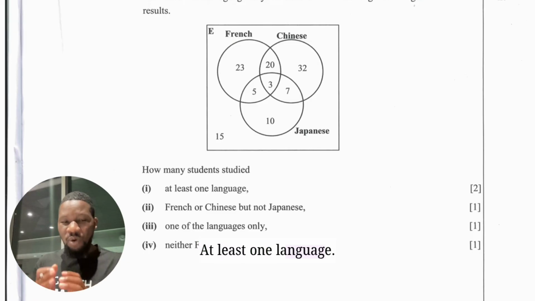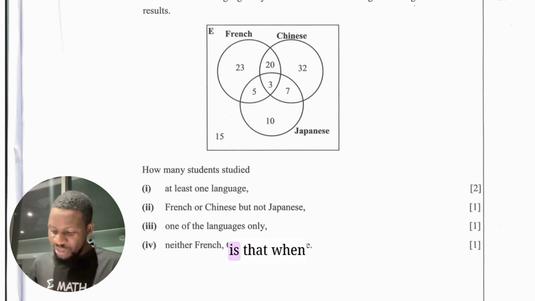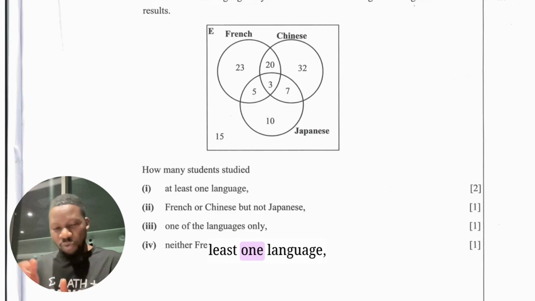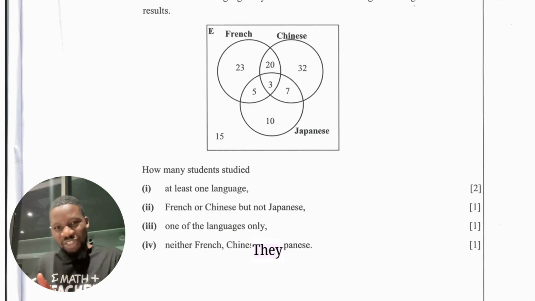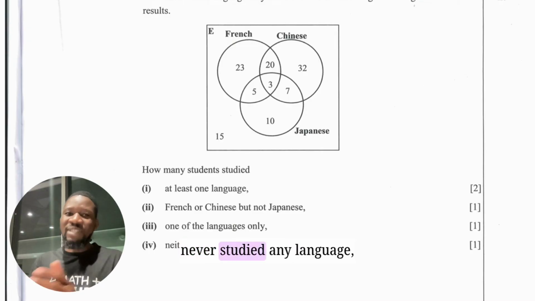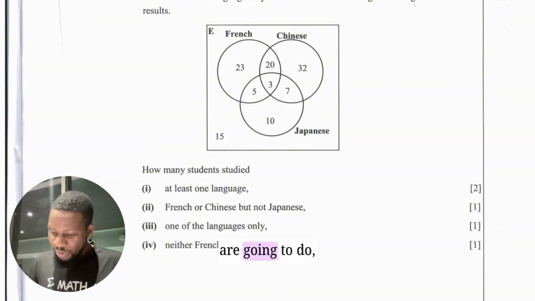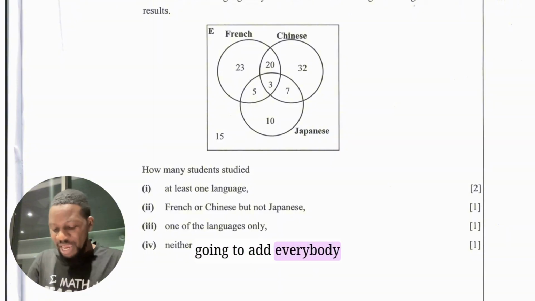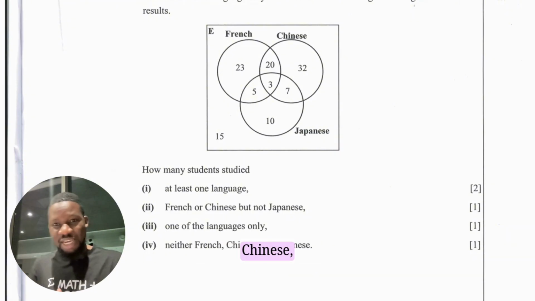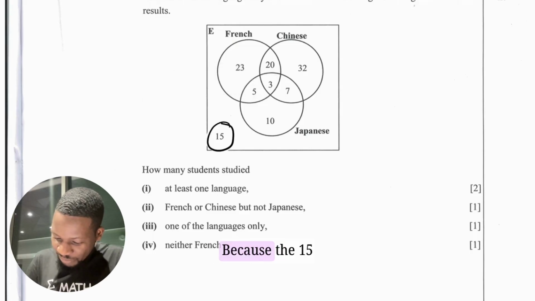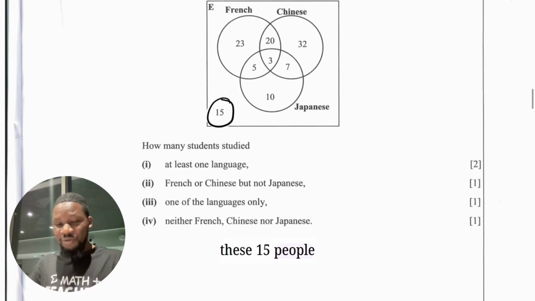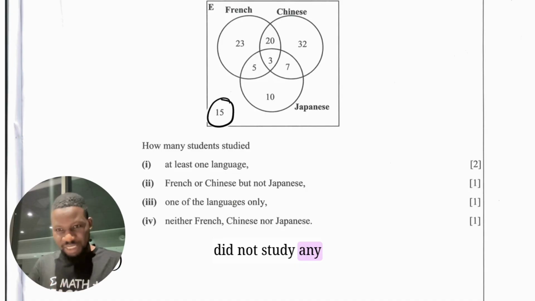At least one language. What it means is that they studied a certain language. There is no way they never studied any language, right? So we're just going to add everybody who is in French, Chinese, and Japanese. You can see that there is a 15 outside here, right? Because the 15 is outside, these 15 people did not study any language.